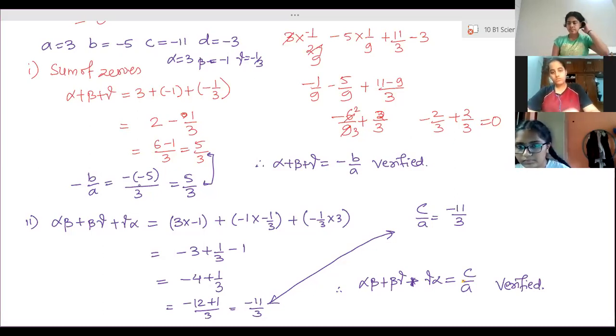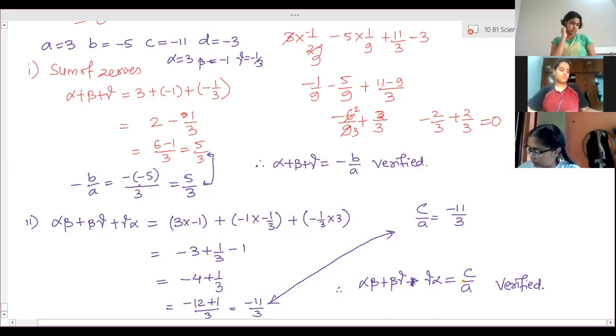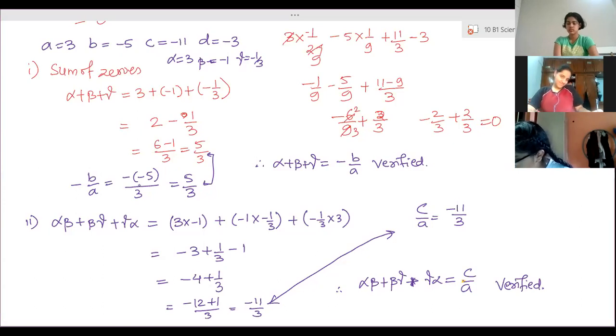Ma'am, if it comes in exam, then how many marks will it come? 3. Just 3 marks for all of this. It should come for 6 marks. To be honest, you don't have any 6 mark questions. You have 1, 2, 3, and 5 marks. I know they are good questions.